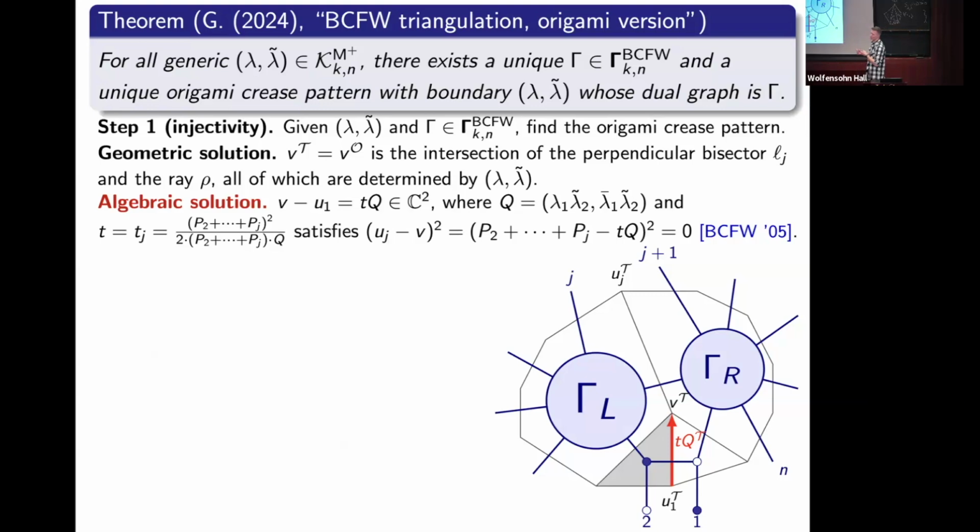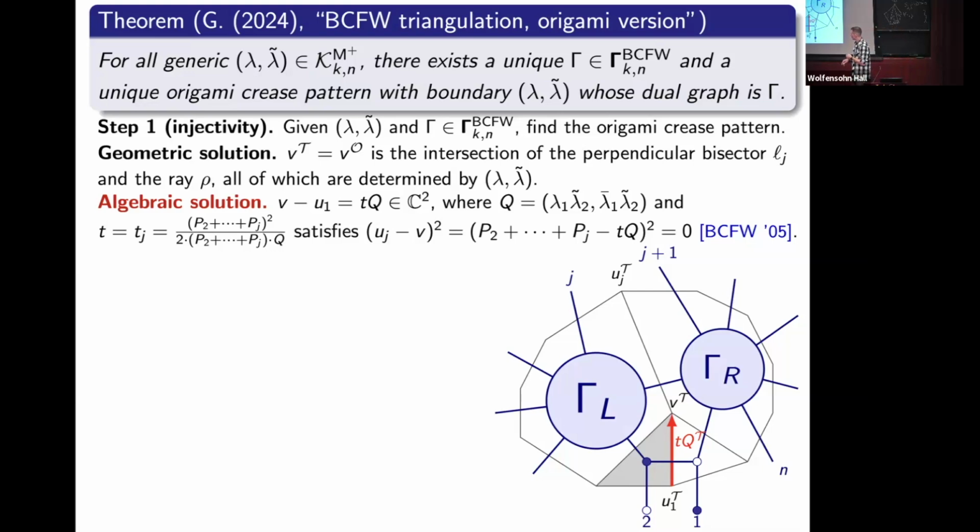You want to deform the amplitude. So you pick this 4-dimensional vector Q, which corresponds to lambda1 and lambda2 tilde, and it essentially encodes this ray. So Q encodes this ray here, and the only question is how far do I want to go along this ray? And the condition is that this vector, the difference between V and Uj, has to have squared norm equal to 0, and Q itself squares to 0. So this is a linear equation on T. You solve it, and you get this formula here.